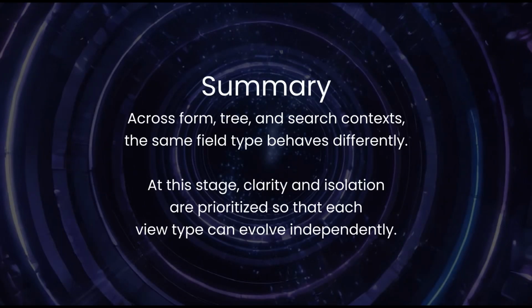Across form, tree, and search contexts, the same field type behaves differently. In the form view, the component supports editing and validation. In the tree view, it focuses on formatted display. In the search context, it is editable but does not perform validation. This separation of responsibilities makes the behavior of each component explicit within its context. At this stage, clarity and isolation are prioritized so that each view type can evolve independently.